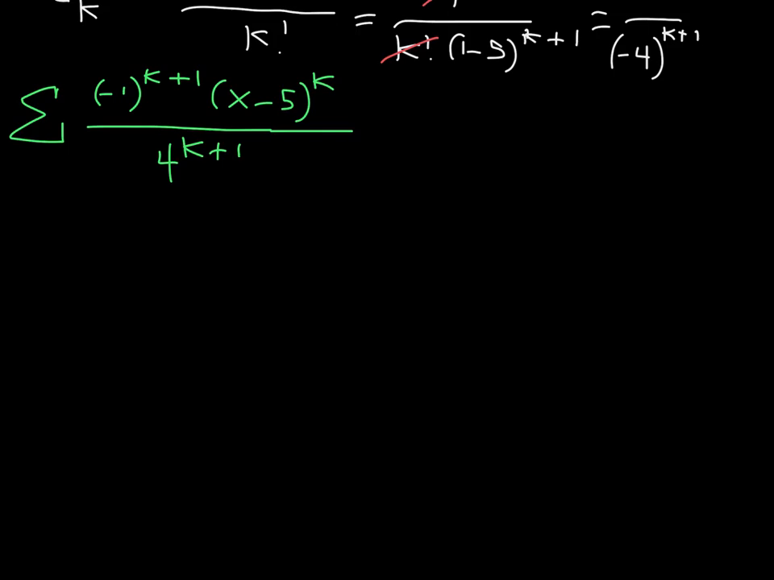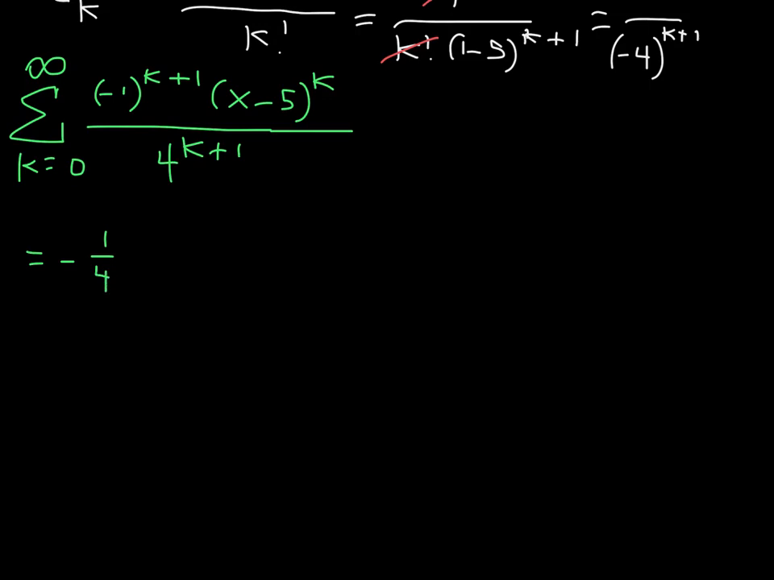So then this is equal to, and I forgot my index here, so k is 0 to infinity. Let's plug in 0. So anything raised to the 0th power is 1. So that's 1. And then this would end up being negative, and 4 to the first power. So then the very first term is negative 1/4.